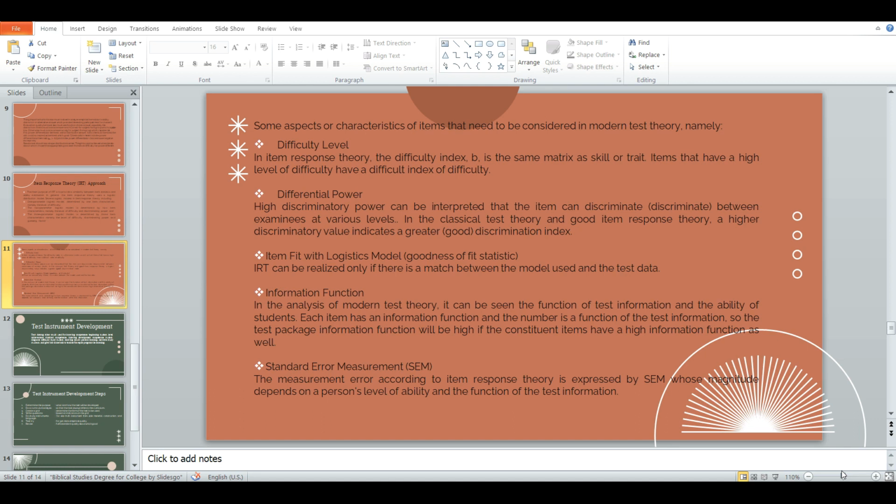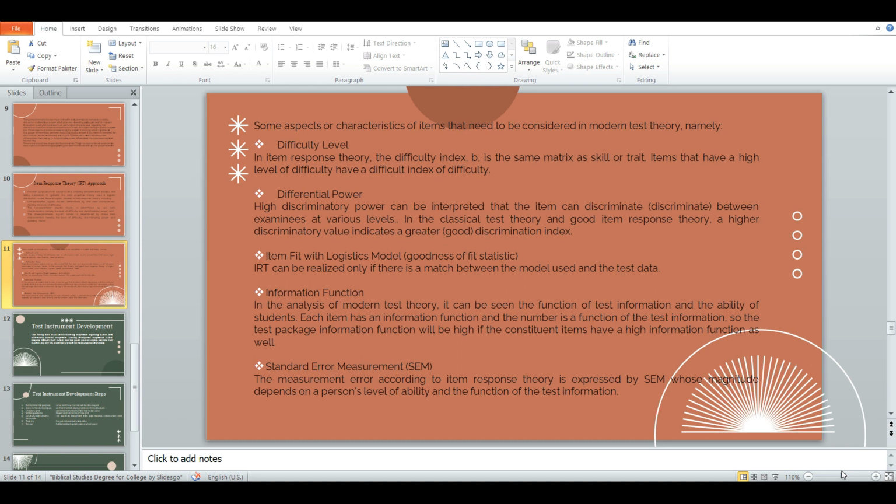Next is information function. In the analysis of modern test theory, it can be seen the function of test information and the ability of students. Each item has an information function and the sum is the function of the test information. So the test package information function will be high if the constituent items have a high information function as well.